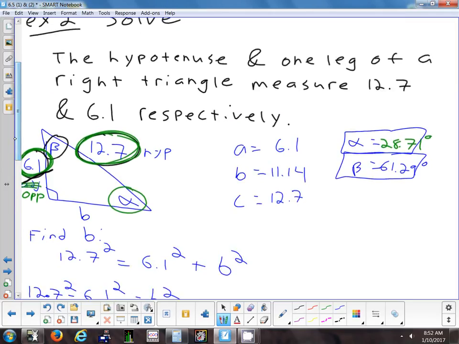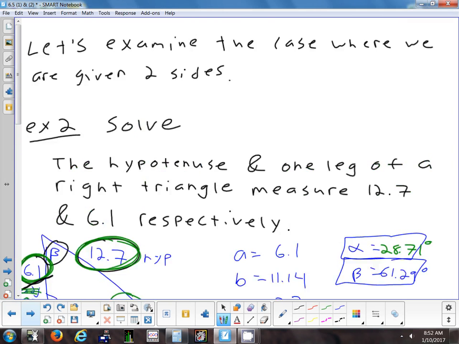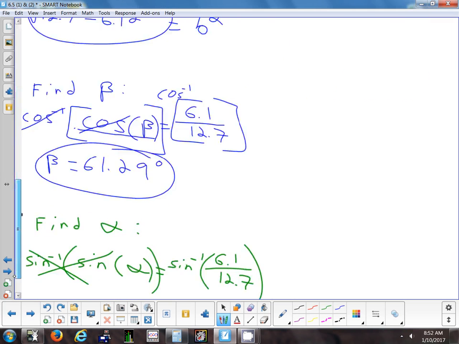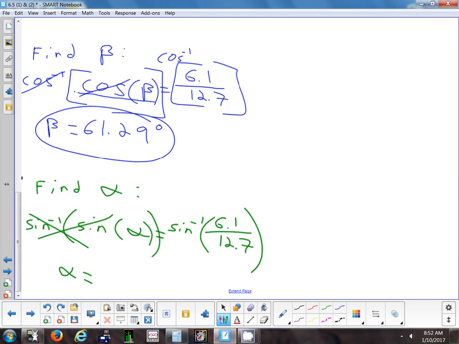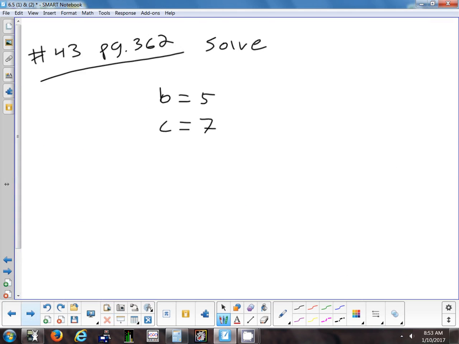So inverse trig is only used when you want to find an angle. If you only have to find sides, like we did in this problem, you will never have to use inverse trig. Inverse trig is only used to find angles. That's it. That's all it does. Okay, so any questions on that one? All right. So we talked about that.